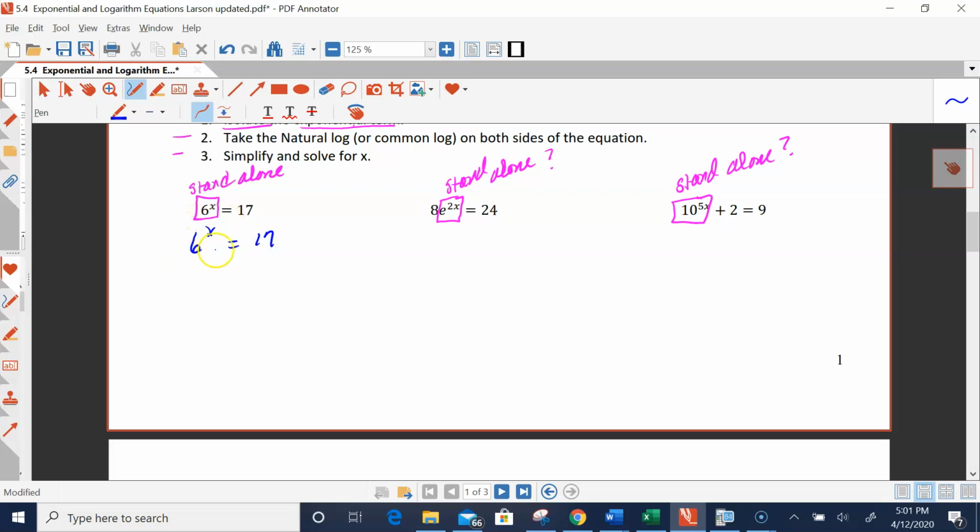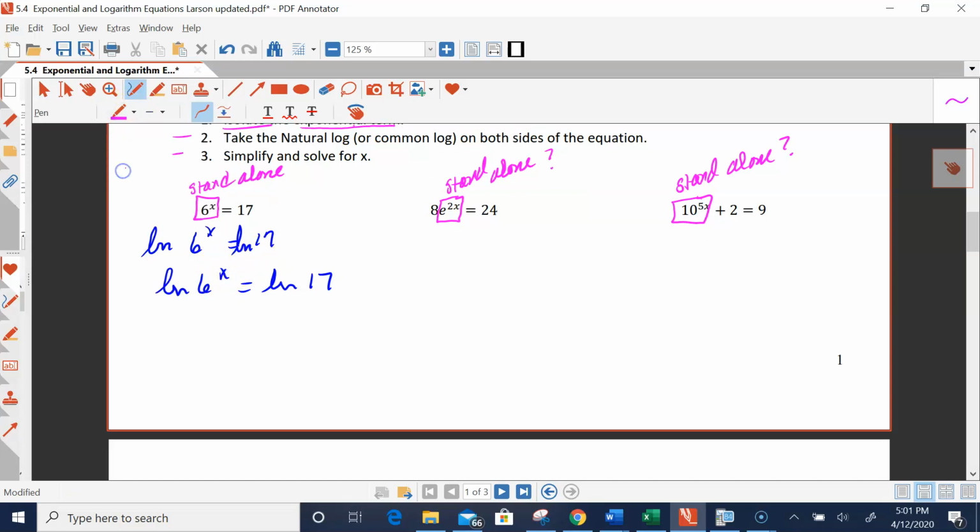The exponent term is isolated, so what I'm going to do is just take the log of both sides. I'm going to take an ln of the left and an ln of the right. You could use log if you wanted, but ln's just easier to write. How does that help me solve for x? Because I'm trying to get x by itself.